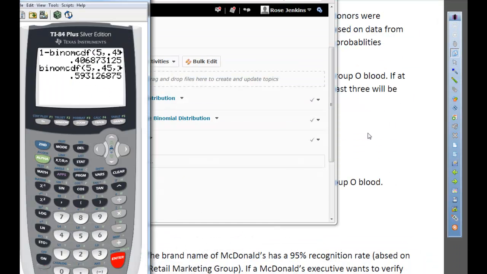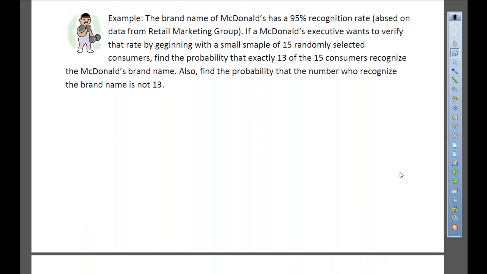Alrighty. Let's look at the next one. Okay, the brand name of McDonald's has a 95% recognition rate, based on data from Retail Marketing Group. If a McDonald's executive wants to verify that rate by beginning with a small sample, I was really tired when I typed this, of 15 randomly selected consumers, find the probability that exactly 13 of the consumers recognize the McDonald's brand name. Also find the probability that the number who recognize the brand name is not 13.